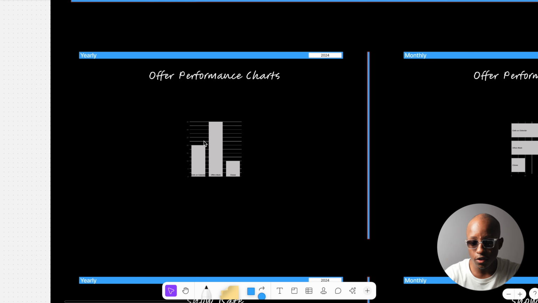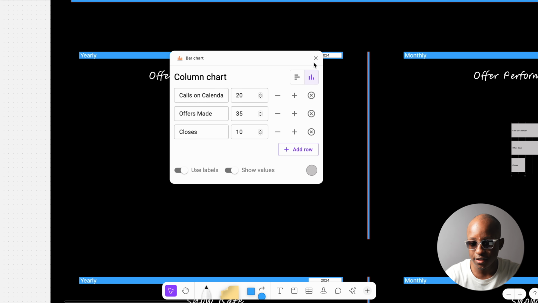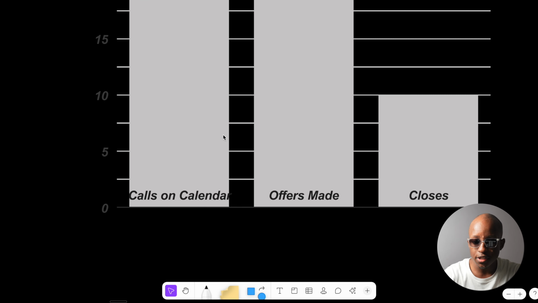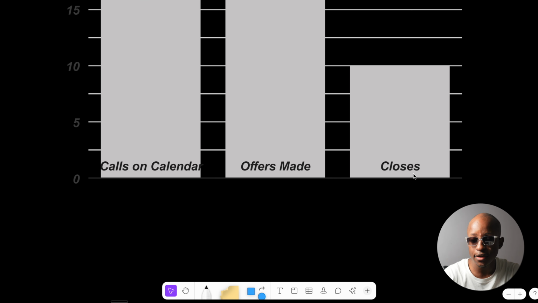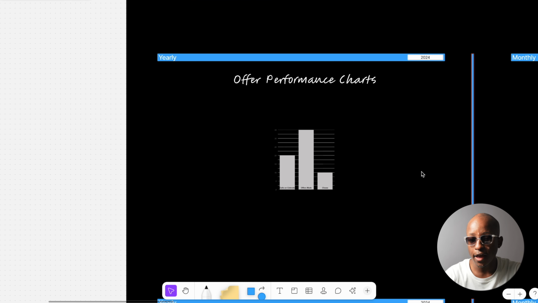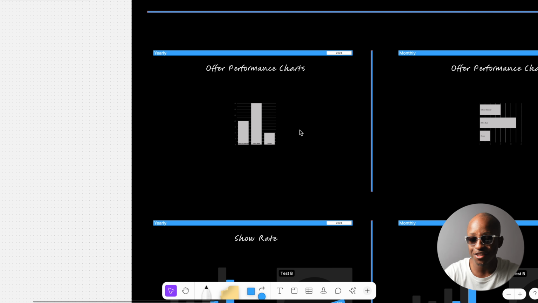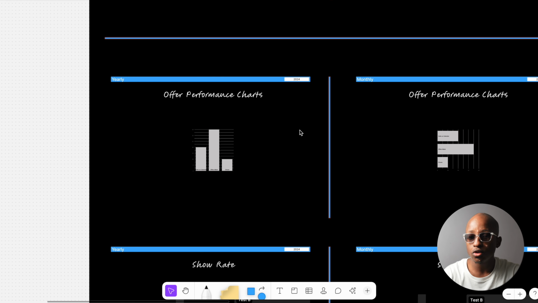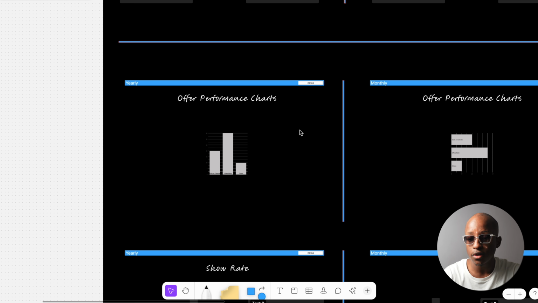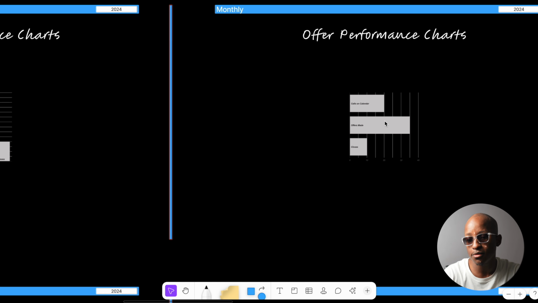We can also see the offer performance charts, basically different bar charts that show specifically the calls on calendars, offers made, and closes closed, having this as a key metric in terms of understanding what they're building. Because if you have all these consolidated in one place, that gives you the data points that you can use in decision making as well.